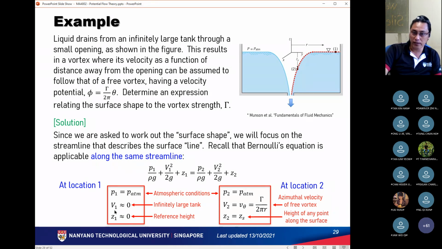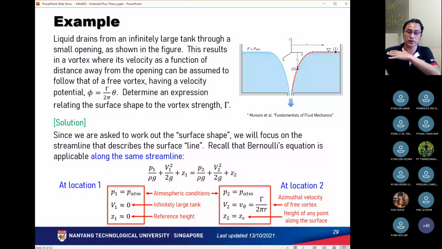V1 can be approximated as equal to 0. That means the velocity at point 1 we can assume to be 0, because it's so far away from the vortex that the presence of the vortex does not have any appreciable influence. It's not going to drag the velocity around the opening such that the velocity at 1 has a significant value.